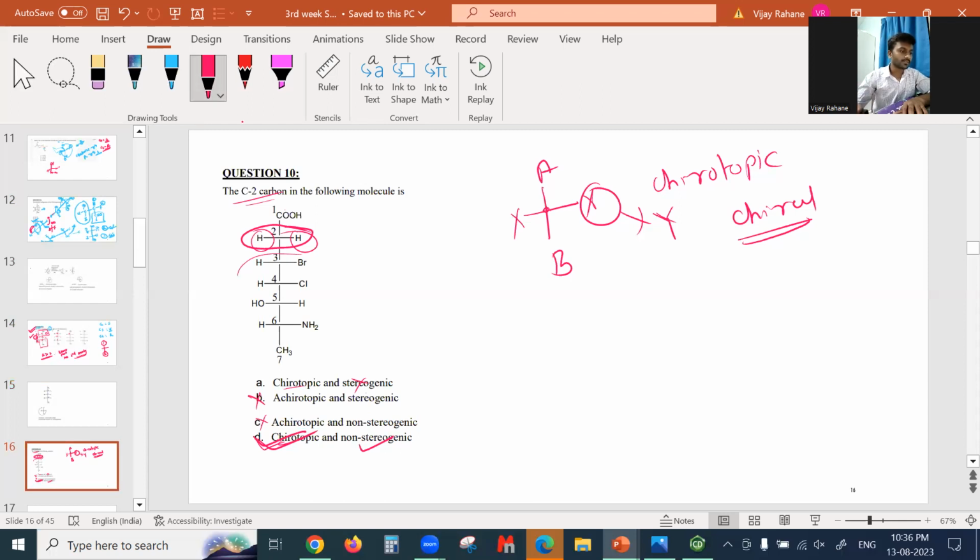And here, why have I said non-stereogenic? This is because the molecule itself is already a chiral molecule, right? So this is not stereogenic. Stereogenic is like, if by making this carbon atom chiral, the molecule becomes chiral. If it is already a chiral molecule, then definitely it is not a stereogenic center.